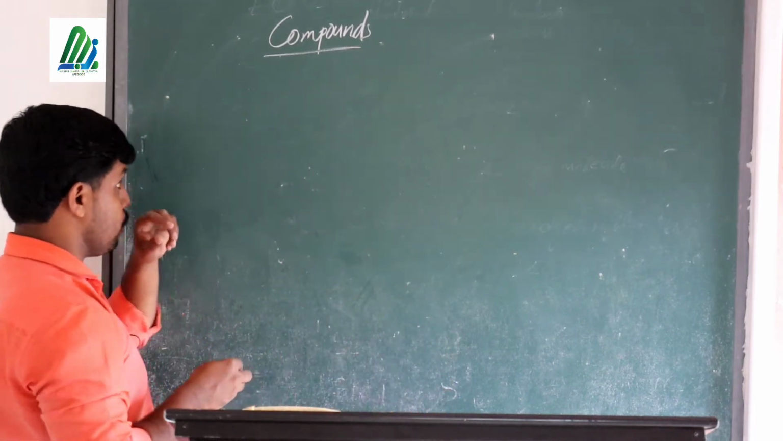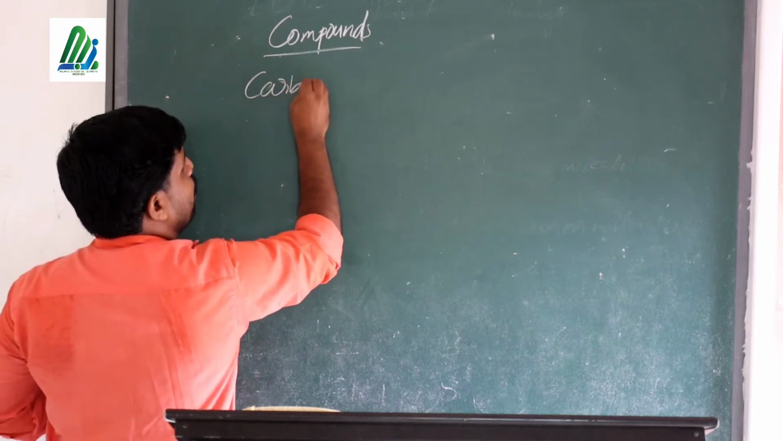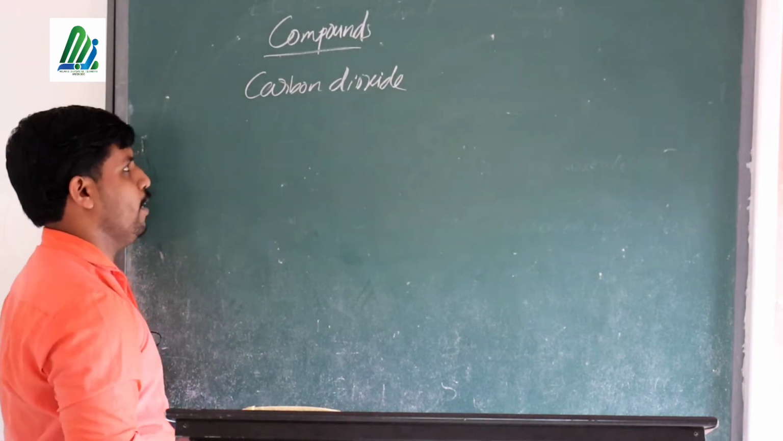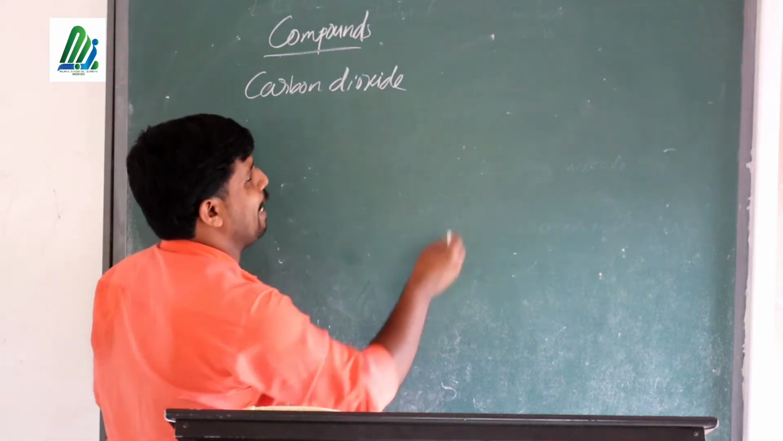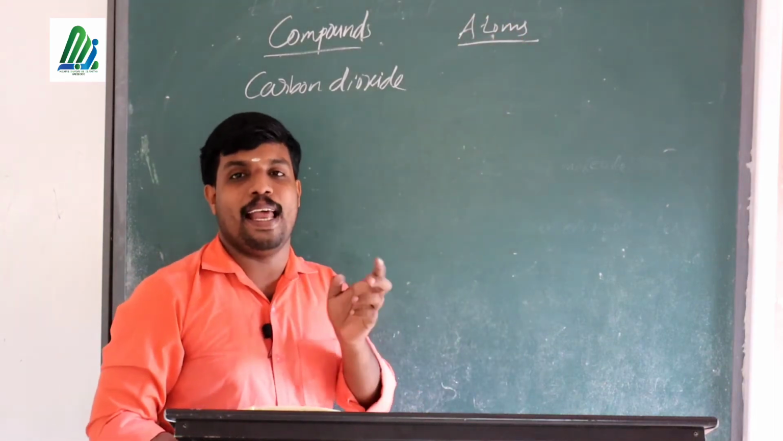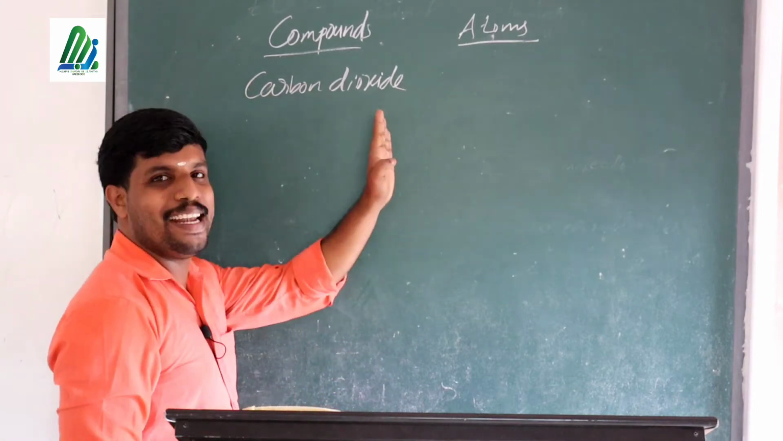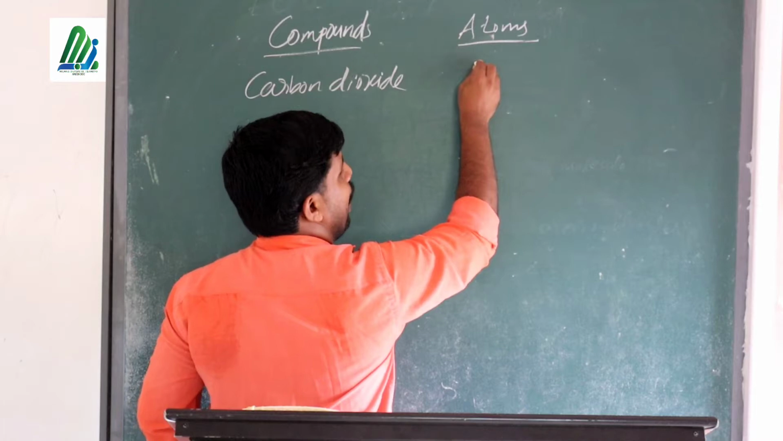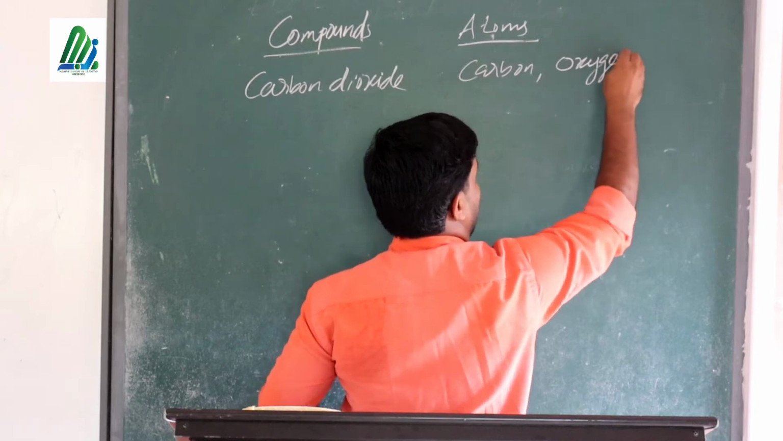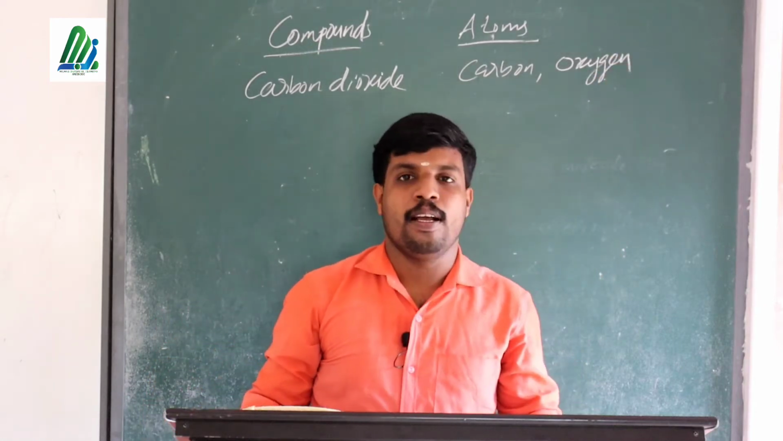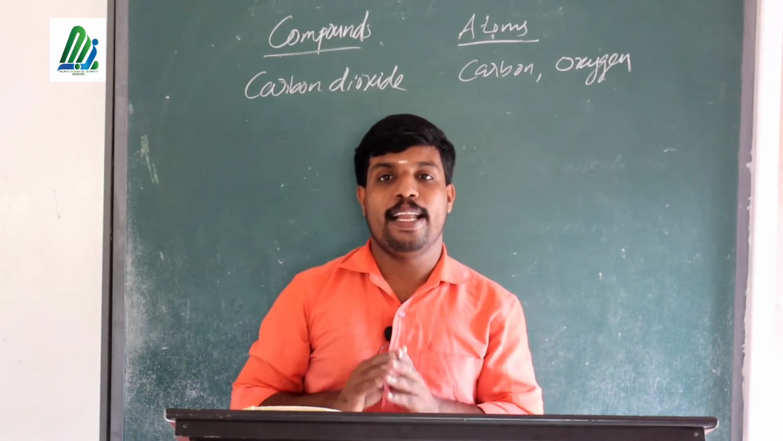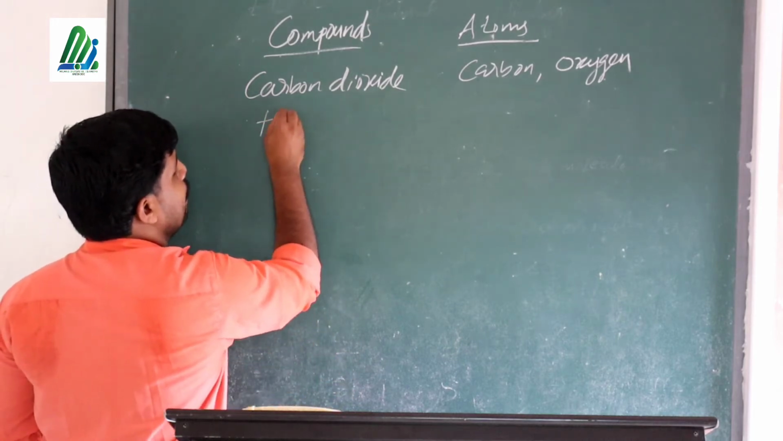For example, carbon dioxide is a compound. By hearing the name, we can identify the atoms present in it. Carbon dioxide: carbon, so the carbon atom is there. Then oxide implies oxygen. Carbon and oxygen are the atoms present in carbon dioxide. Next one, hydrogen chloride.